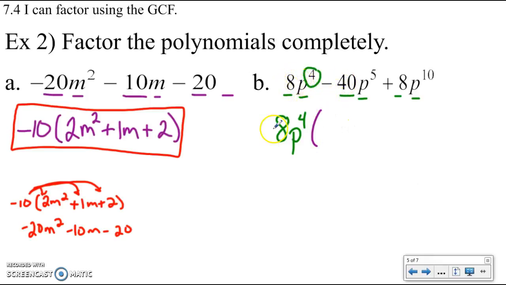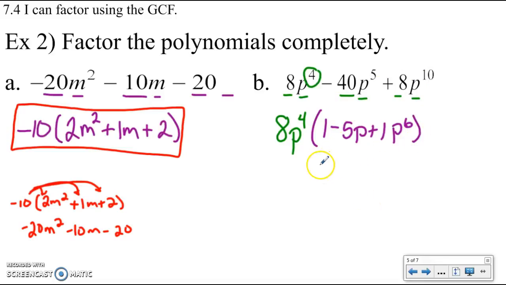So once I have my GCF, I can go ahead and divide to see what's left over. So 8 divided by 8 is 1. If I had 4 p's and I took 4 p's out, that means I don't have any p's left there. Negative 40 divided by 8 is negative 5. I had 5 p's and I took 4 out, so I have 1 left. 8 divided by 8 is 1. And I had 10 p's, but I took 4 out, so I have 6 left over.